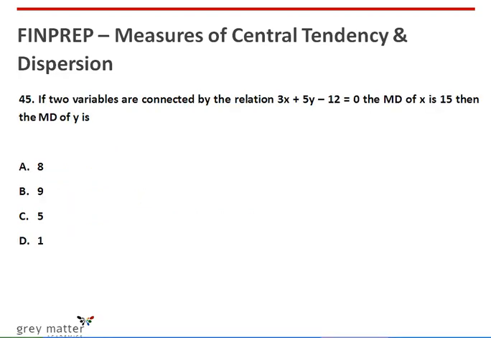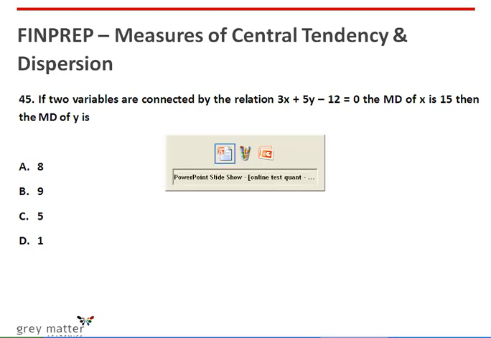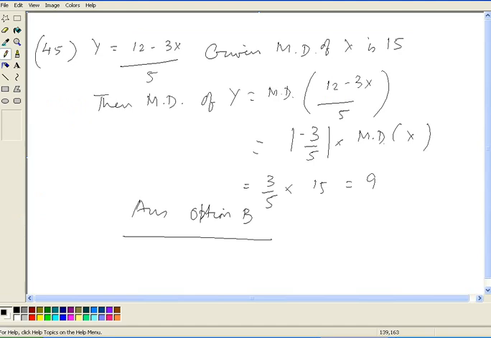45th problem. If two variables are connected by the relation 3x plus 5y minus 12 equal to 0, and the mean deviation of x is 15, then we need to calculate the mean deviation of y. Going to our work area, y is equal to (12 minus 3x) by 5. Given mean deviation of x is 15, mean deviation of y is mean deviation of (12 minus 3x) by 5, which is nothing but absolute value of minus 3 by 5 into mean deviation of x. That is equal to 3 by 5 into 15 equal to 9. So it is option B.